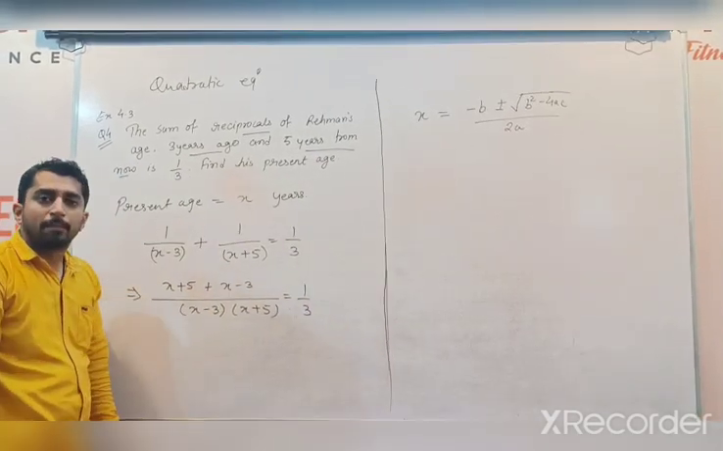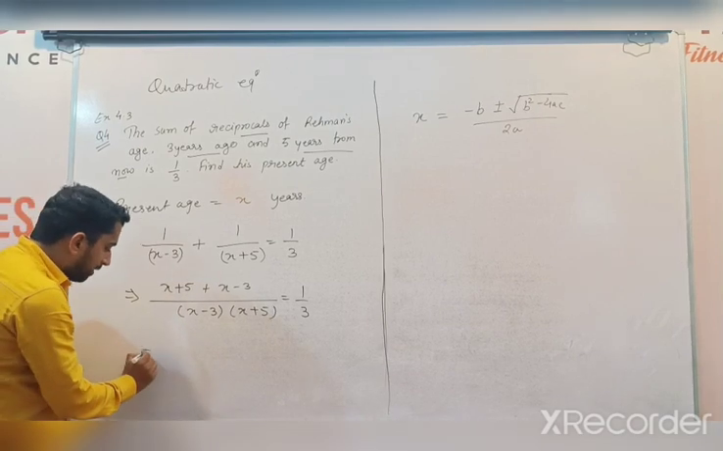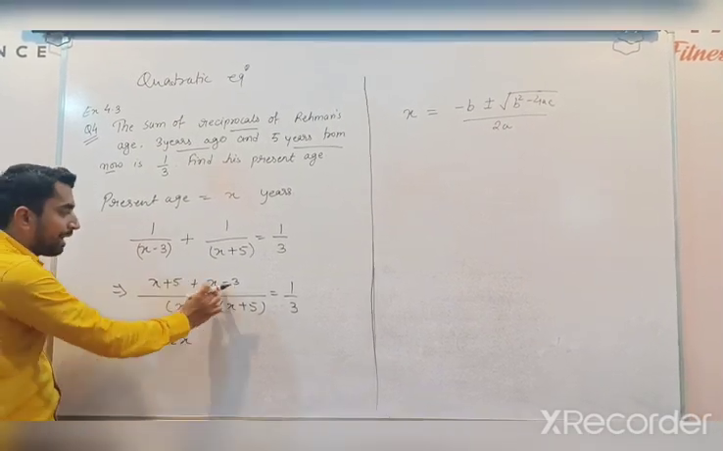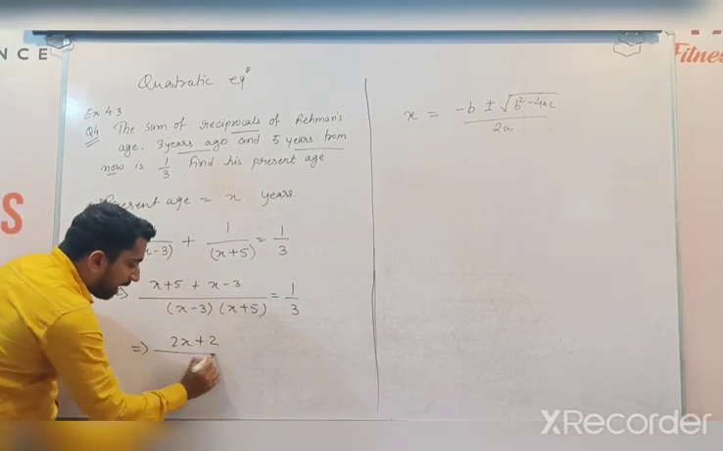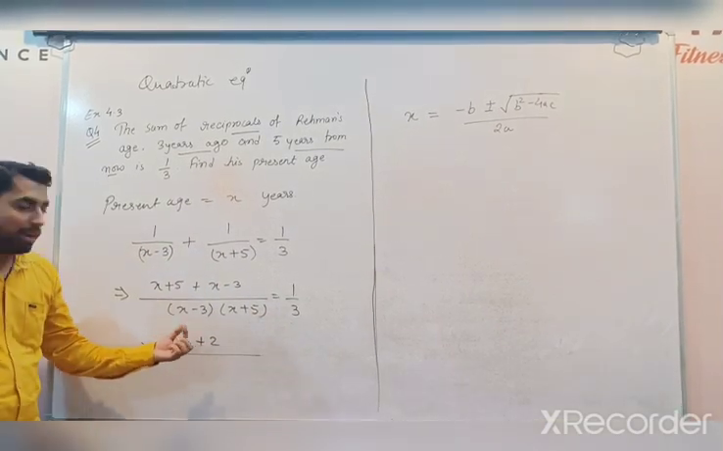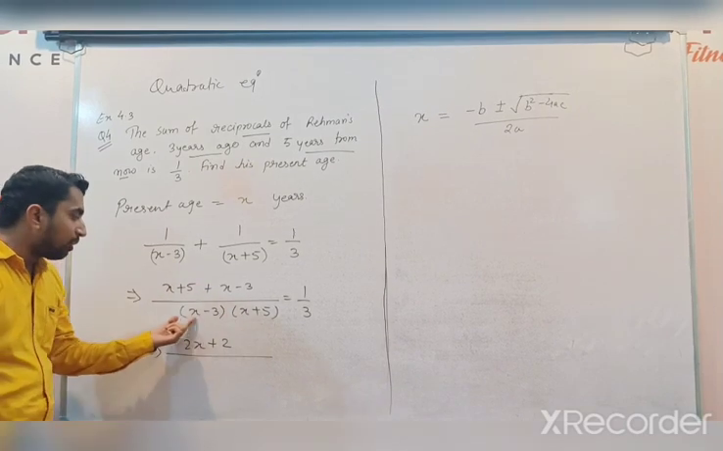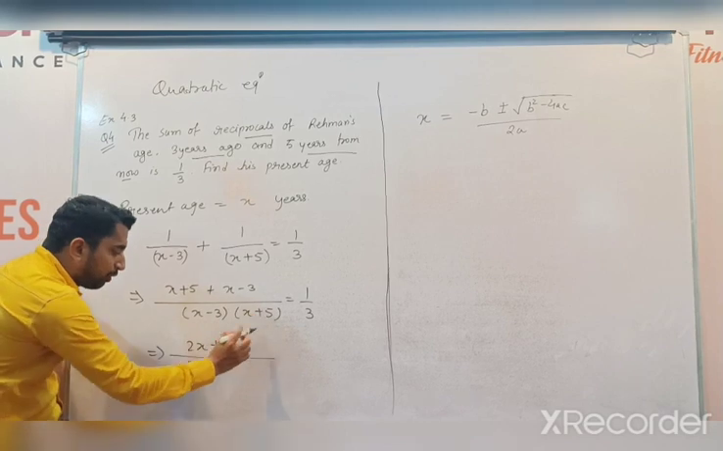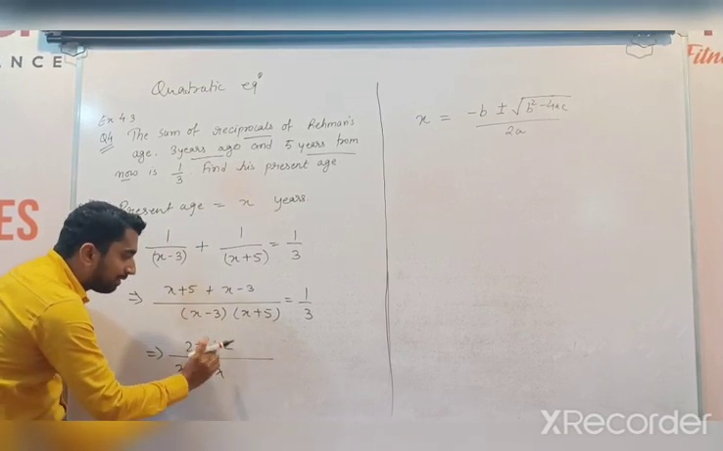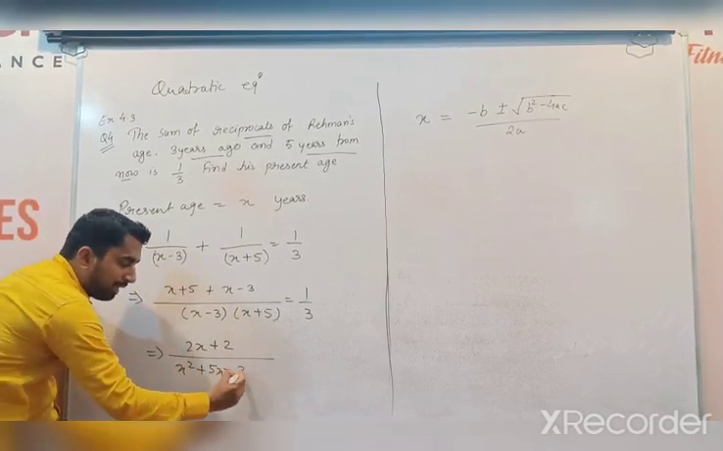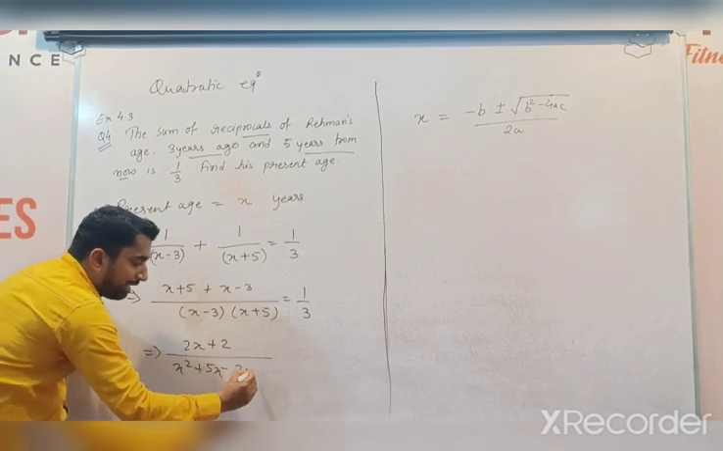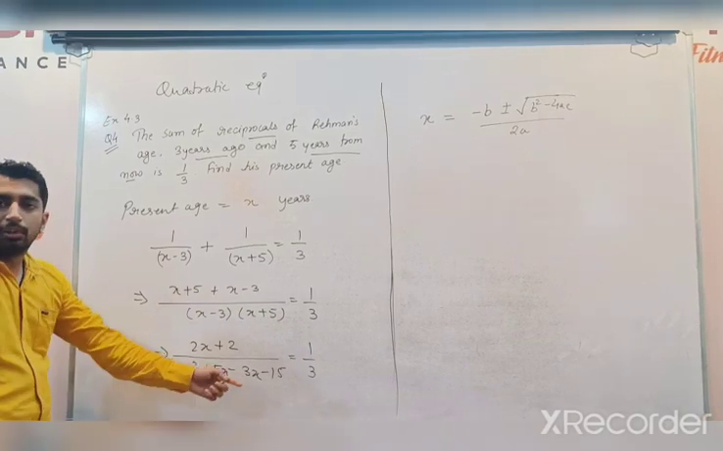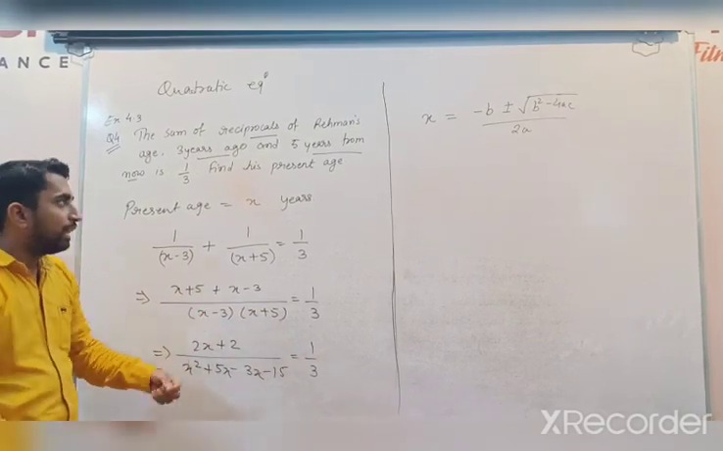Right? Here, if I will solve the next step, so x plus x will give you 2x, 5 minus 3 will give you 2, and here you have to multiply. You have two different expressions. So x into x will give you x square, x into 5 will give you 5x, minus 3 into x will give you minus 3x, and minus 3 into 5 will give you minus 15, that is equal to 1 by 3. Let us proceed here.